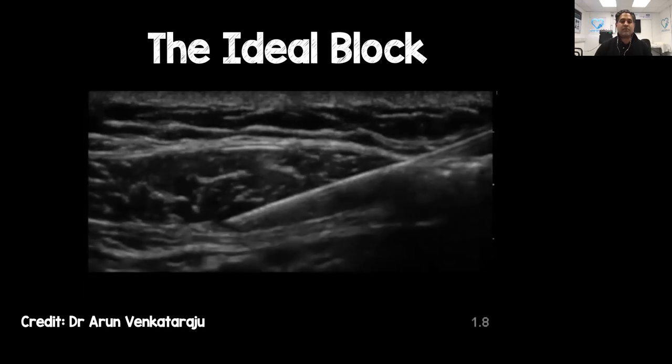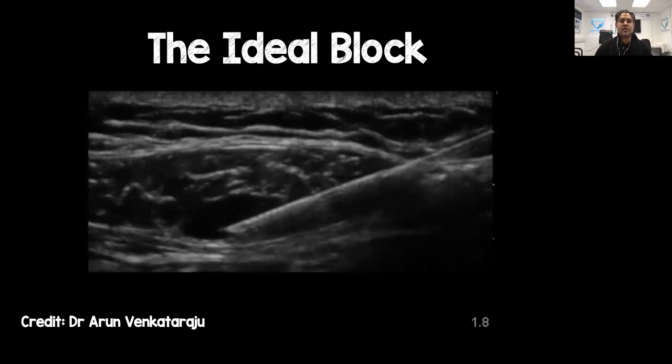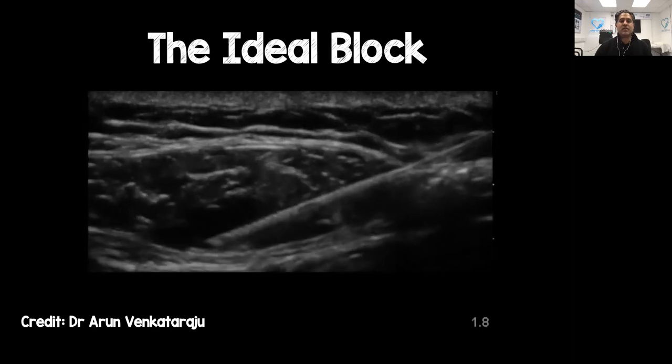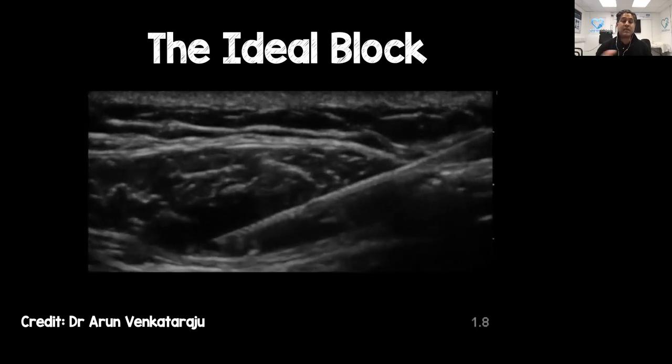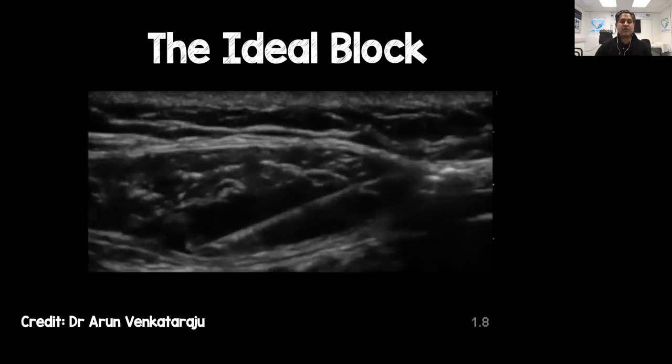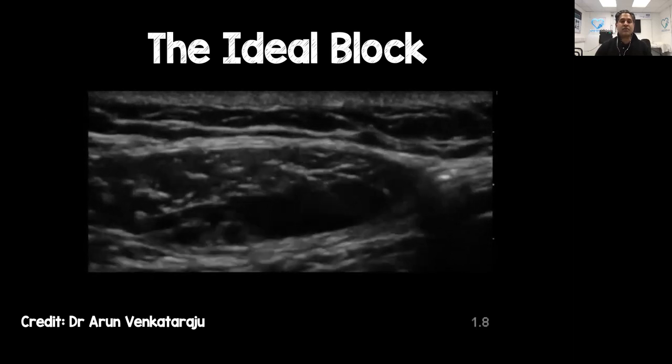So what would the ideal block be? Here is a lovely rectus sheath block. You can see the muscle peeling back off the posterior rectus sheath. That's really lovely. And you can imagine the local anaesthetic will be contained by those lines of fusion. So that's a nice block there with thick fascia, the aponeurotic fascia.